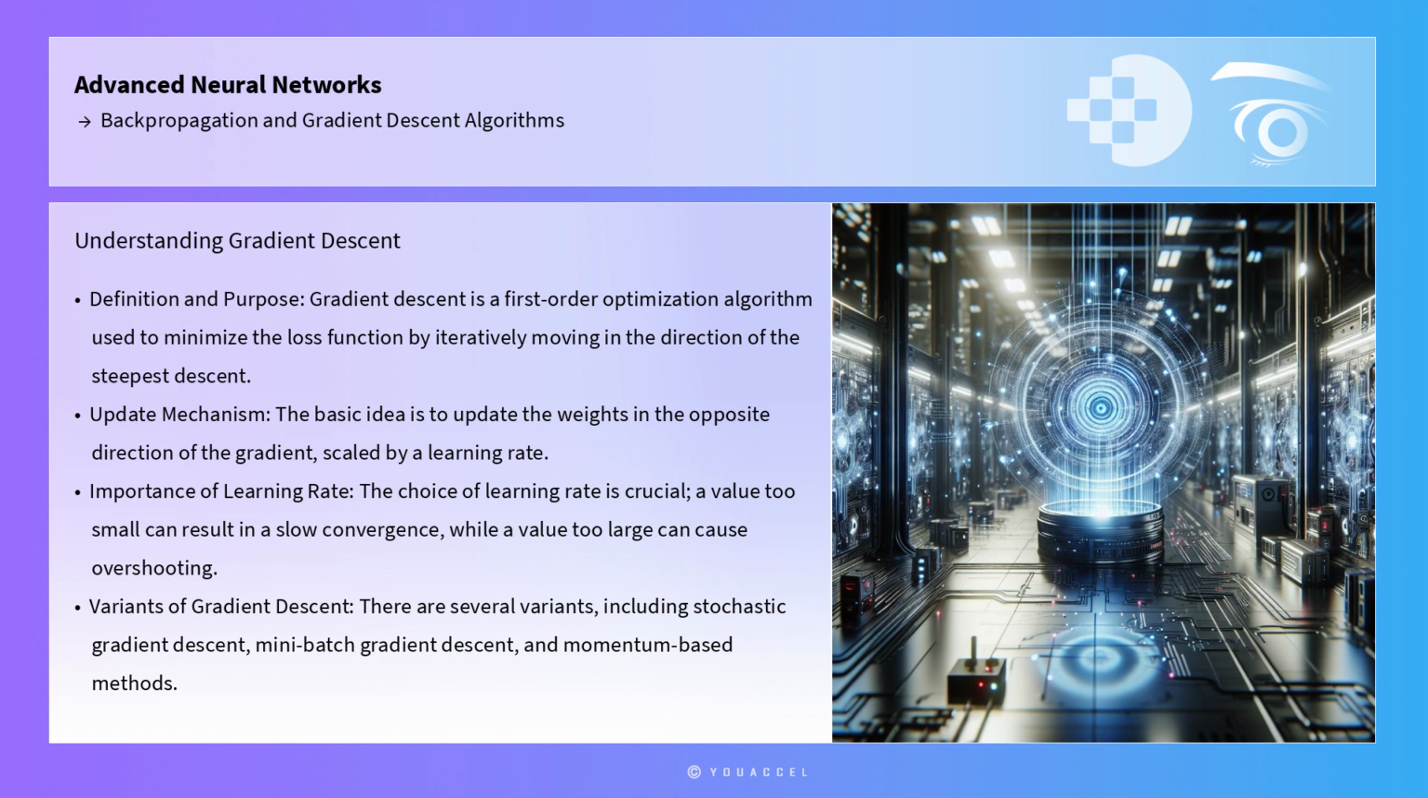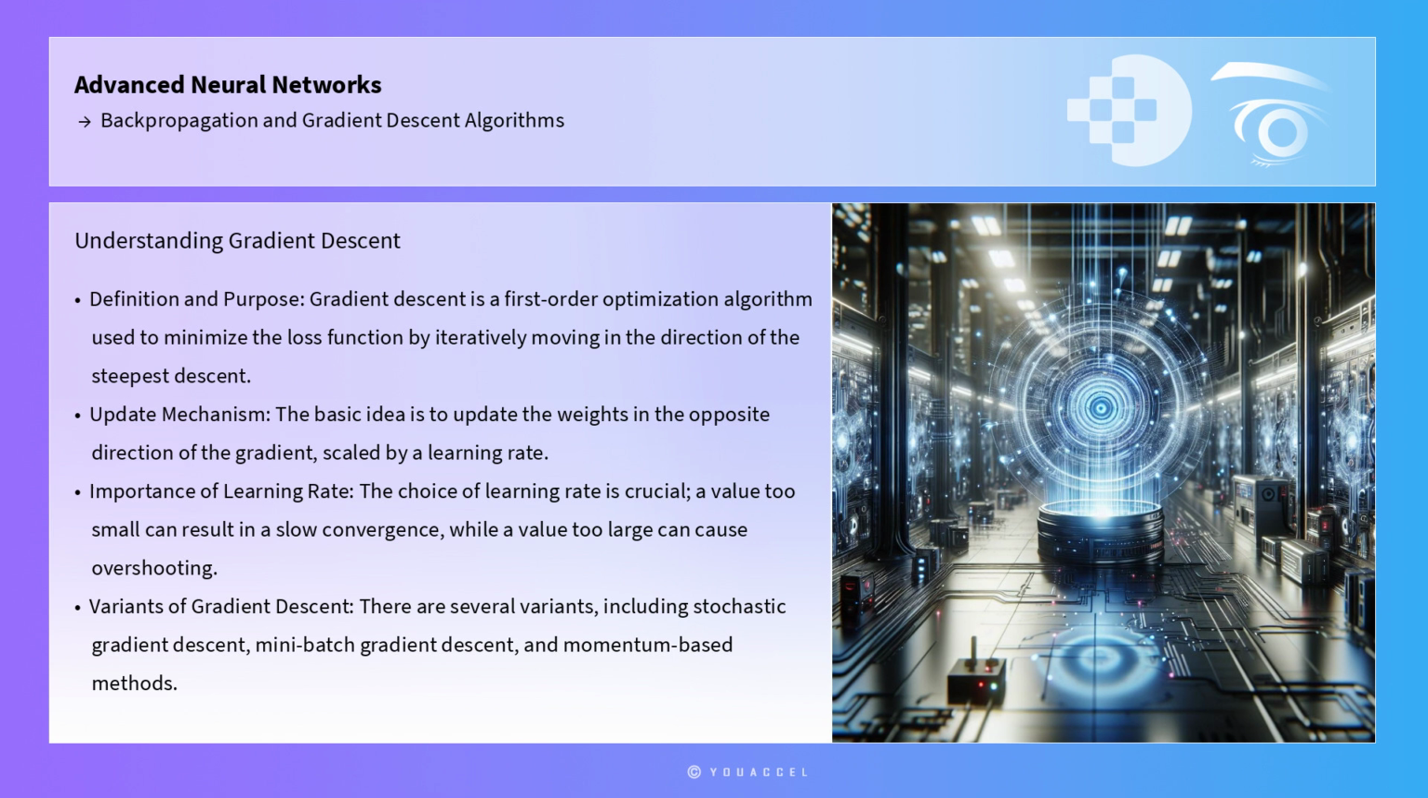Gradient descent is a first-order optimization algorithm used to minimize the loss function by iteratively moving in the direction of the steepest descent, defined by the negative of the gradient. The basic idea is to update the weights in the opposite direction of the gradient, scaled by a learning rate, which determines the size of the steps taken towards the minimum. The choice of learning rate is crucial.